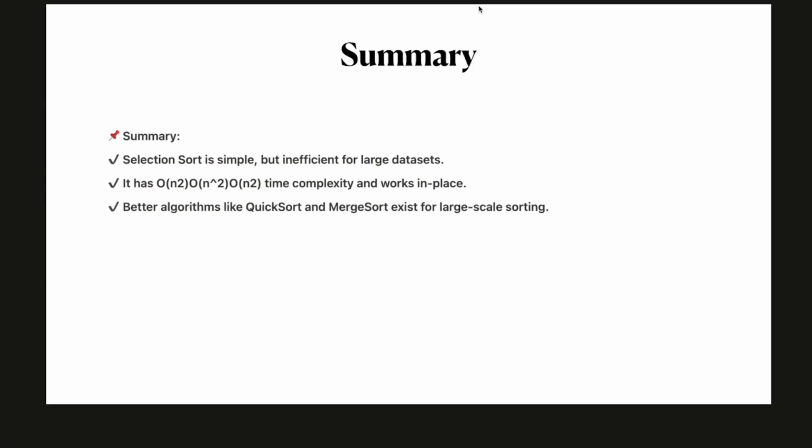Let's summarize our learning. Selection sort is a simple comparison based algorithm. It is not efficient for larger data sets because it takes order of n square time complexity. But when it comes to memory, it's in place, no need of extra space. It's order of one space complexity. There are some better algorithms like quick sort and merge sort for larger dataset operations. No need to worry much about the selection sort algorithm.